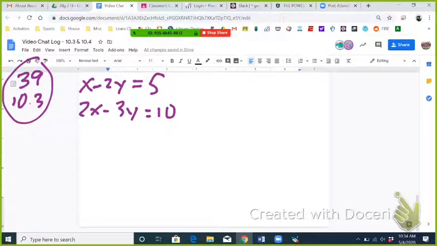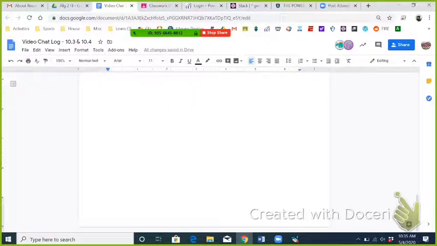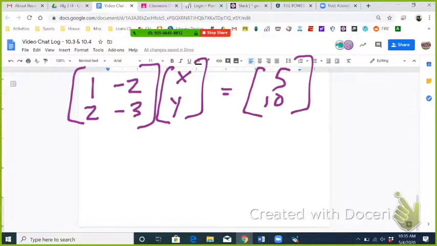Okay, so in this question, we have to solve this system of equations using an inverse matrix. So the first thing we're going to do is rewrite the system of equations using matrices. And this is problem number 39 on 10.3. Okay, so this is what the system would look like using matrices.